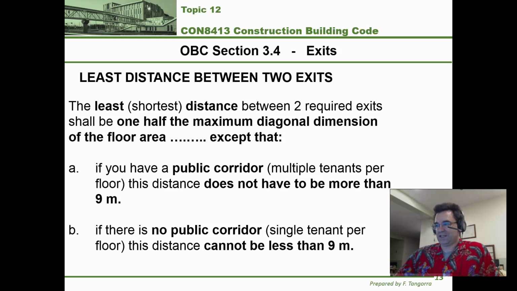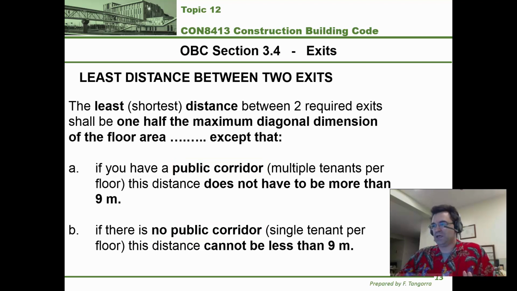The building code says that, under 3.4, basically the minimum distance between two exits shall be half of the maximum diagonal dimension of the floor area, with two exceptions. If you have a public corridor, the maximum distance is 9 meters between two exits. If there is no public corridor, the minimum distance is 9 meters.